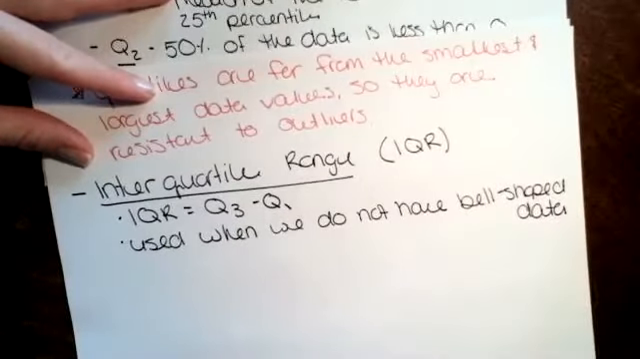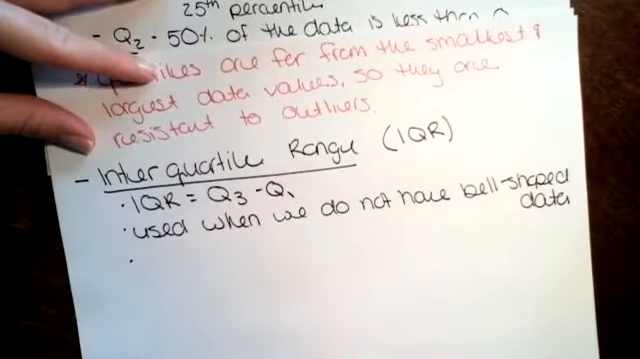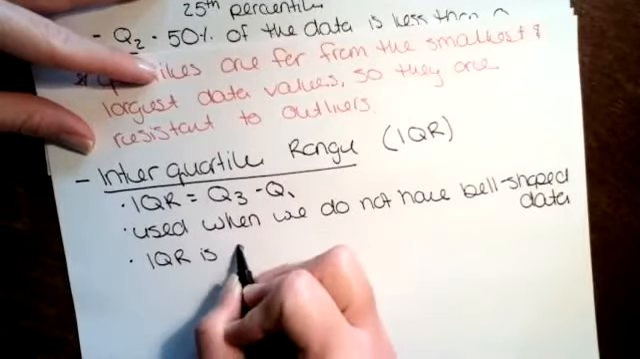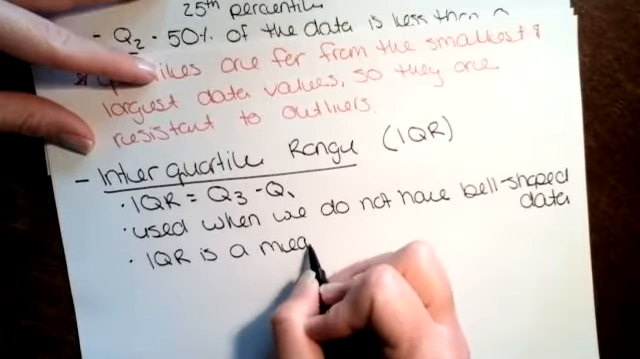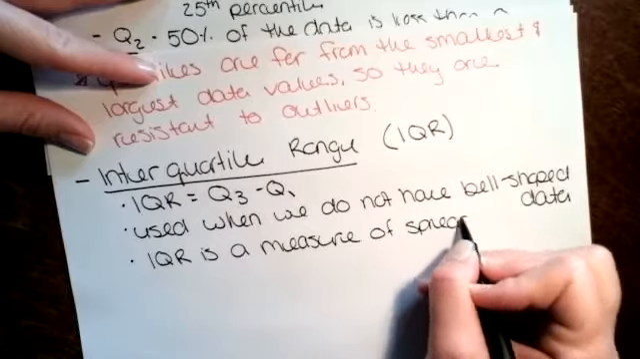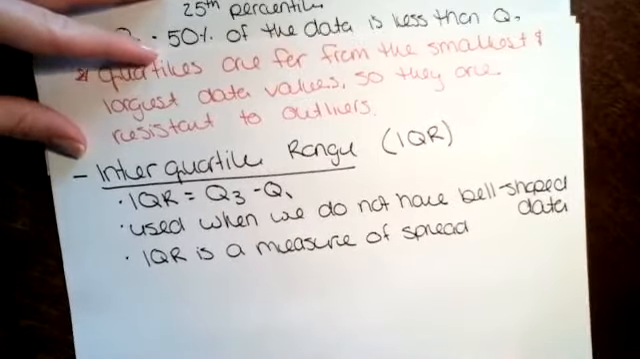So if I have something that's skewed, interquartile range is a good one to use. What is the interquartile range? What does it tell us? It tells us the spread. So IQR is a measure of spread. We use that to tell us the spread of our data, right? How spread out it is.